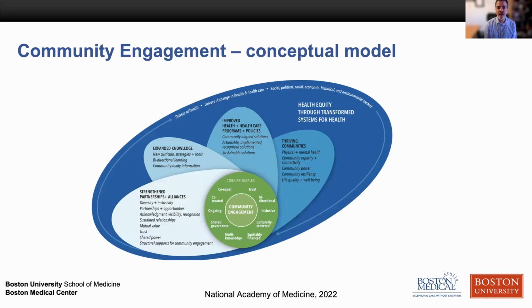Now, community engagement I'd like to accentuate as a means to bring clinical trials to participants as opposed to bringing participants to clinical trials. The National Academy of Medicine recognizes this, and in this graphic, outlines the core principles of community engagement that strengthen alliances between community organizations and healthcare providing organizations and clinical research organizations, expanding knowledge, improving health, and ultimately creating thriving communities with the best possible health outcomes.